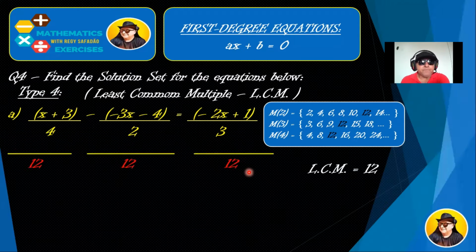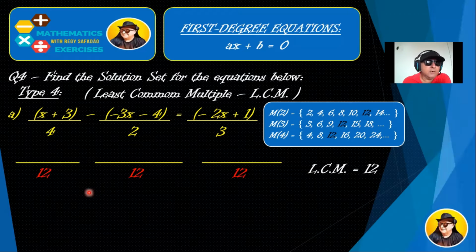See, that's what I have here. One fraction, 2, and 3 fractions. The new denominator is 12. Well, as we have seen on type 3, I have to divide. It is always like this. I have to divide the new denominator by the old denominator.